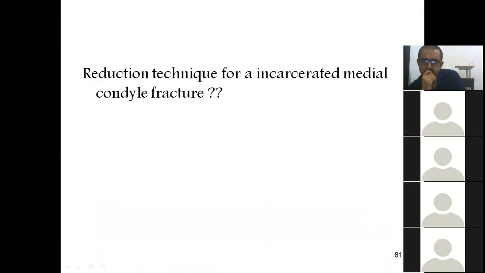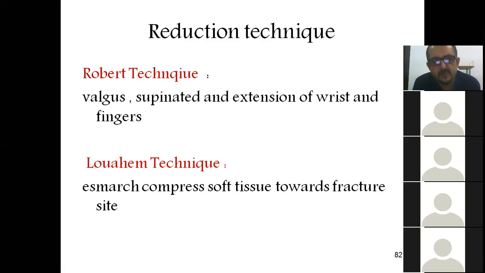Closed reduction. Sir, giving traction and valgus force and observing it under the image. Yeah, this can happen. This is one mechanism. Basically, the mechanism we call the Roberts technique. In the Roberts technique, they apply a valgus force, supinate, and extend the wrist and the fingers. So the traction force on the flexor pronator mass will reduce the incarcerated medial epicondyle. Another technique is the Lowham technique, using an Esmarch compression of soft tissue towards the fracture site. You take the Esmarch bandage and wrap it from distal to the proximal end, and then it can reduce. But if it's not reducible, then you have to do ORIF.